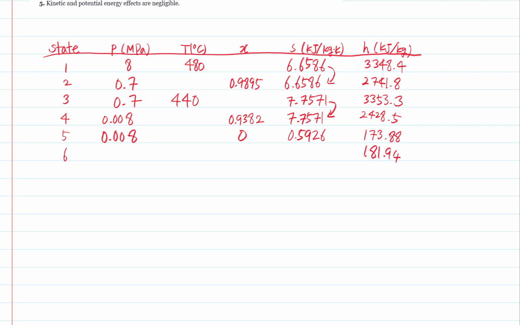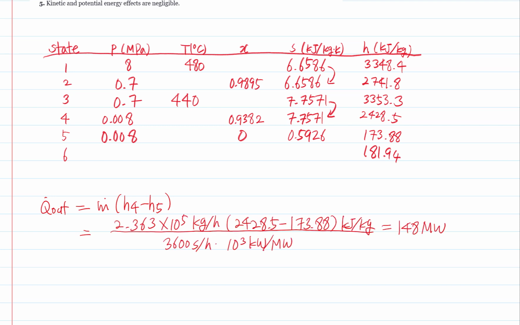C. Determine the rate of heat transfer from the condensing steam as it passes through the condenser. Basically, we are asked to determine the heat transfer between the cooling water and steam in the condenser. Q dot out in the condenser. Mass flow rate was just calculated. So this is the rate of heat transfer from the steam to the cooling water in the condenser.